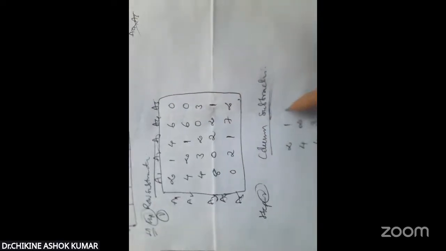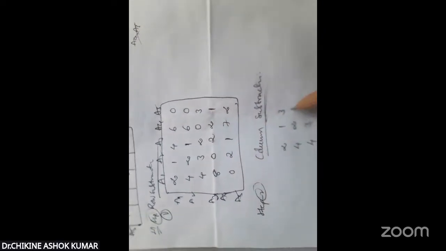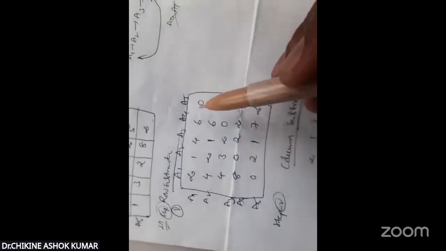4 minus 1, 3. 1 minus 1, 0. Infinity minus 1, infinity. 2 minus 1, 1. 1 minus 1, 0. Next, in the fourth column, 0 is the least, so we get the same column elements: 6 minus 0, 6 minus 0, 0 minus 0, infinity minus 0, 7 minus 0.